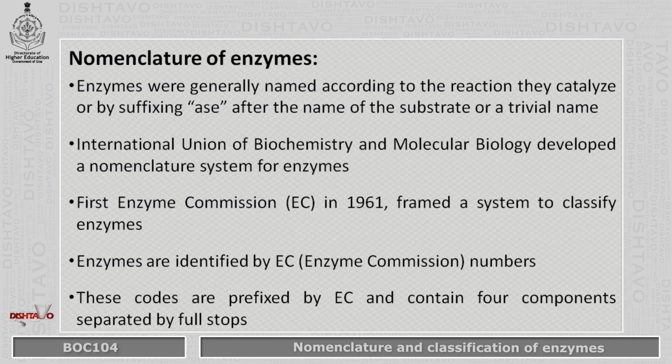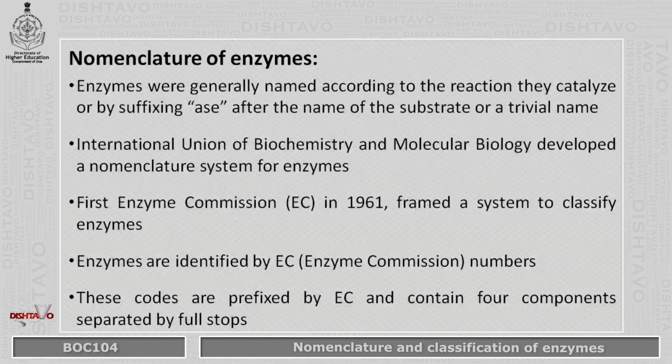Nomenclature of enzymes. Enzymes were initially named according to the reaction they catalyze or by suffixing "ase" after the name of the substrate or with a trivial name. The International Union of Biochemistry and Molecular Biology developed a nomenclature system for enzymes by proposing an enzyme commission. The first enzyme commission was framed in 1961 to classify enzymes.